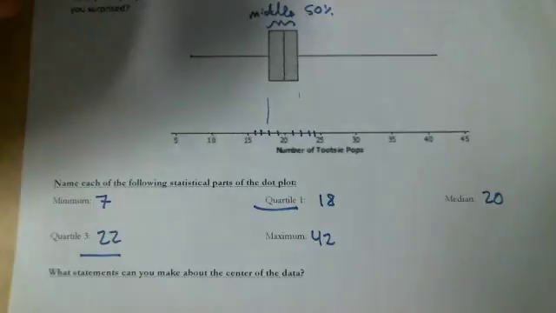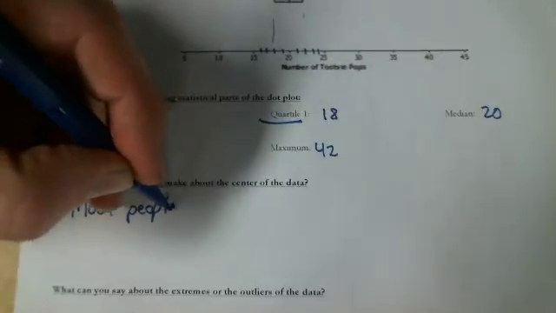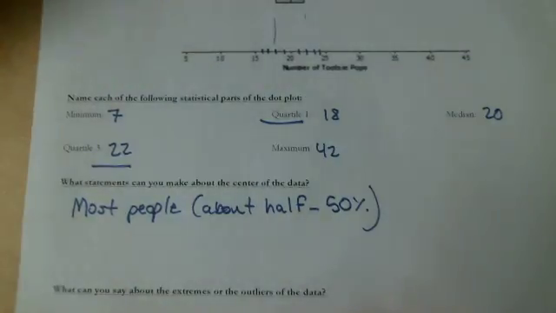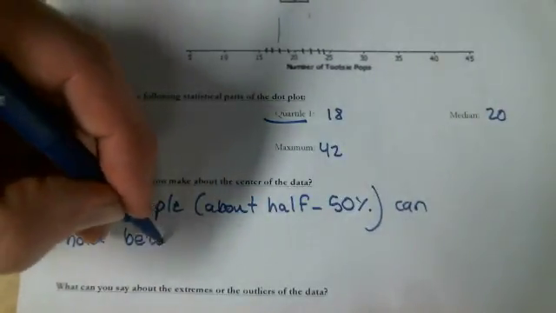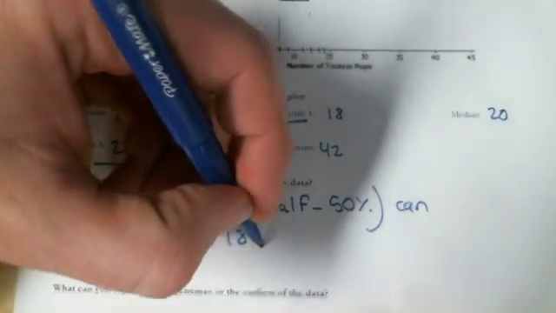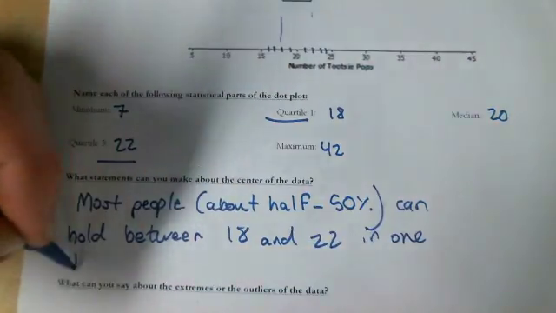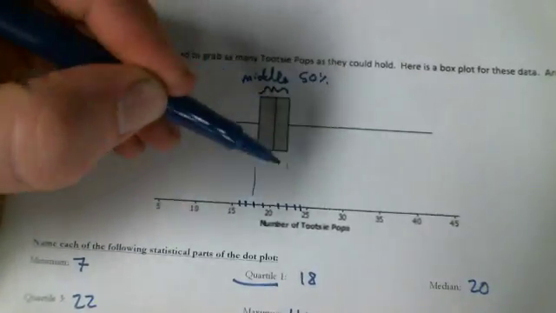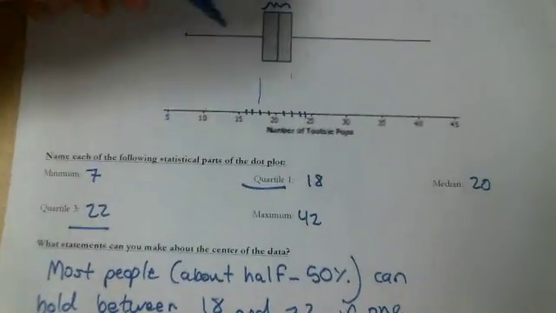So what statements can you make about the center of the data? We can say most people, about half, because we know that it is represented by 50%, most people can hold between 18 and 22 in one hand. And we know that because that's our box. This represents the middle 50% of our data, or most of our data is bunched up over just those 4 numbers, right? So it's not really spread out that far.